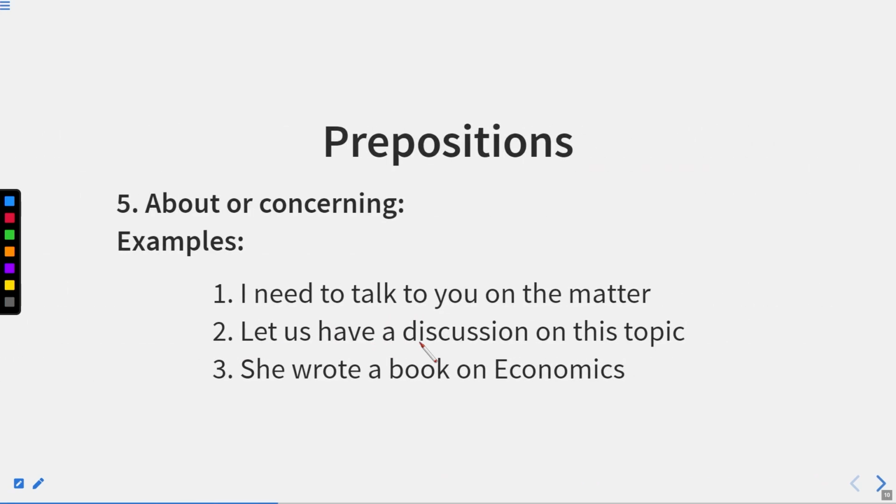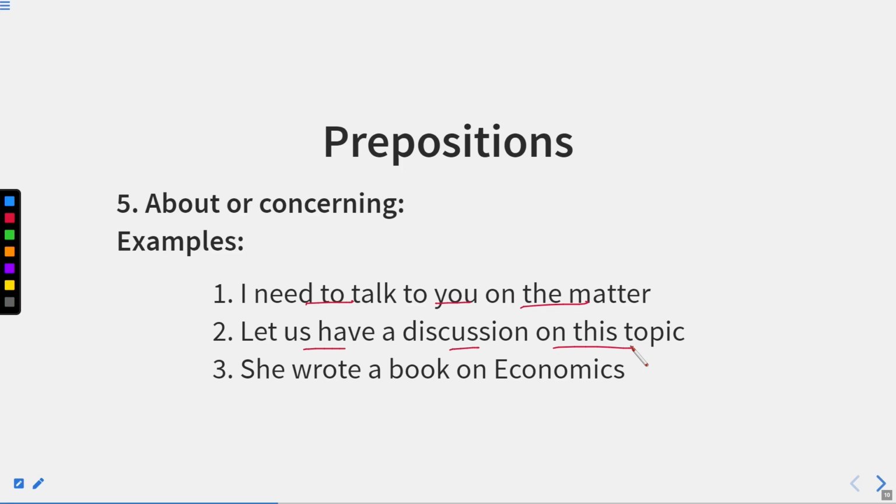About or concerning. Now, if someone is concerned about something, we can use preposition on in that case as well. For example, I need to talk to you on that matter. So on a particular matter, I want to talk to you. If we are concerned over something, we can use preposition on. Let us have a discussion on this topic. So we are going to discuss this topic. It means we have a discussion on this topic because we are concerned about this.